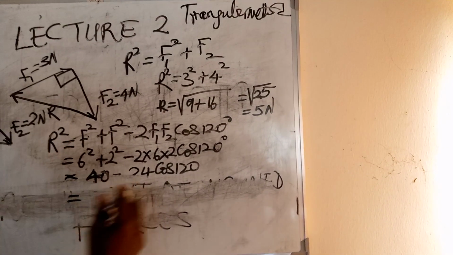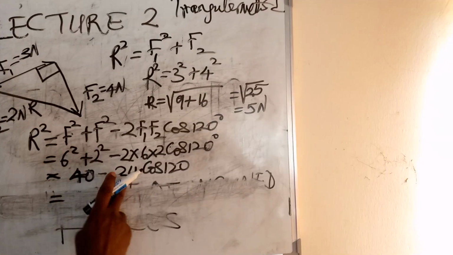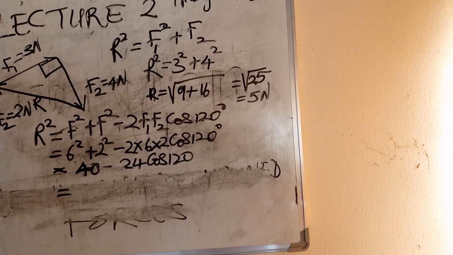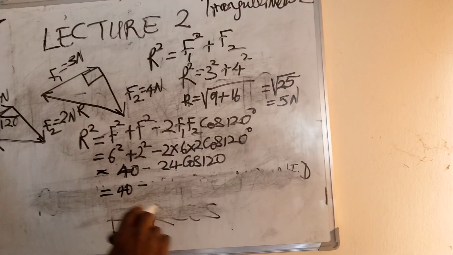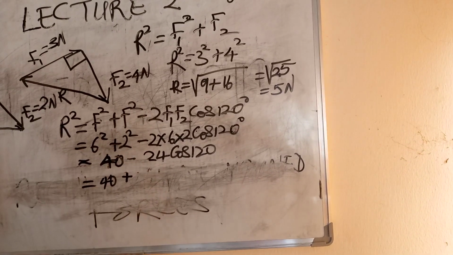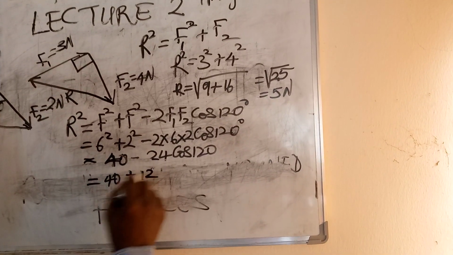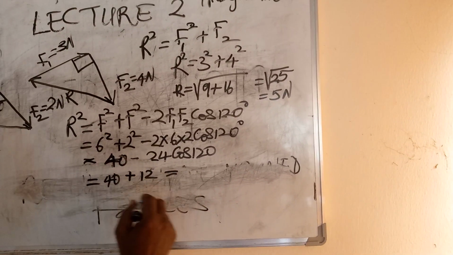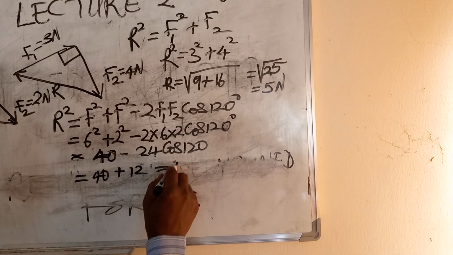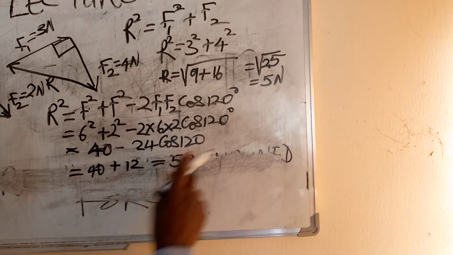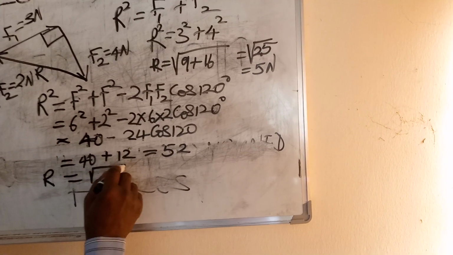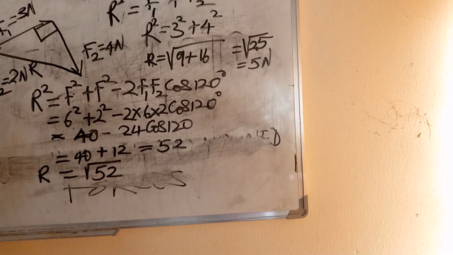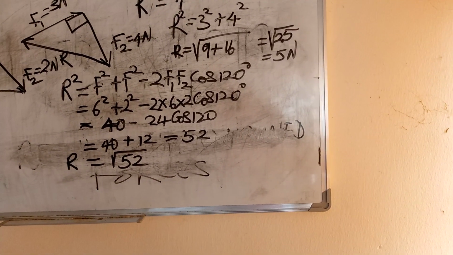This is equal to cos 120, which is minus half. So it's equal to 40 minus, that's minus half, minus times becomes plus, and half of 24 is 12, which means it is equal to 52. R is equal to square root of 52. The resultant is the square root of 52.